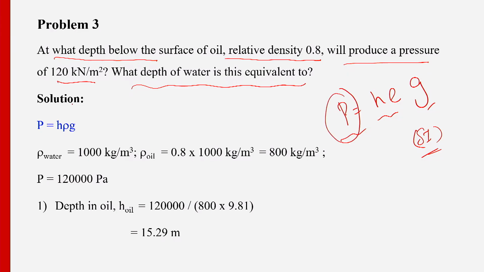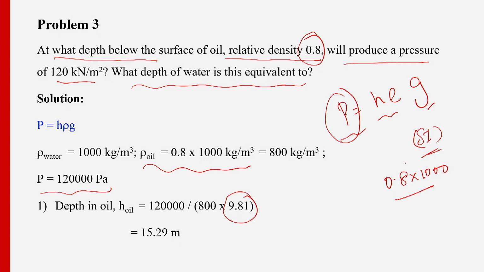So the pressure is 120 kilonewton per meter square, already given in terms of Pascal. Then the relative density is 0.8; to convert it to density, you always multiply 0.8 by 1000, and we get the density of oil as 800 kg per meter cube. Then 9.81 is the gravitational acceleration, which we know. So the depth of oil we got is 15.29 meter. Only h we have to find; everything else we already know.